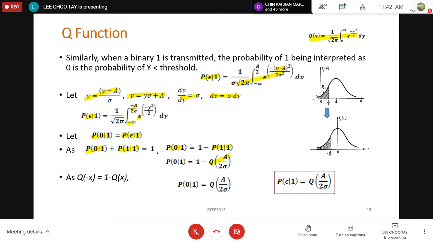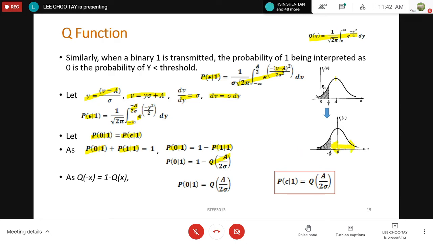Okay, Q of A over 2 sigma. So where does this come about? This comes about when I perform this assignment, y equals b minus A over 2 sigma. I'm actually shifting my PDF curve from being centered at A to being centered at 0 already. So that means the probability of 1 being detected with the 1 being sent is this limit over here.